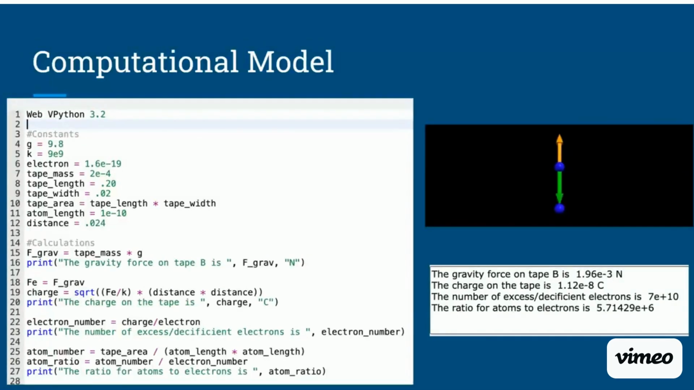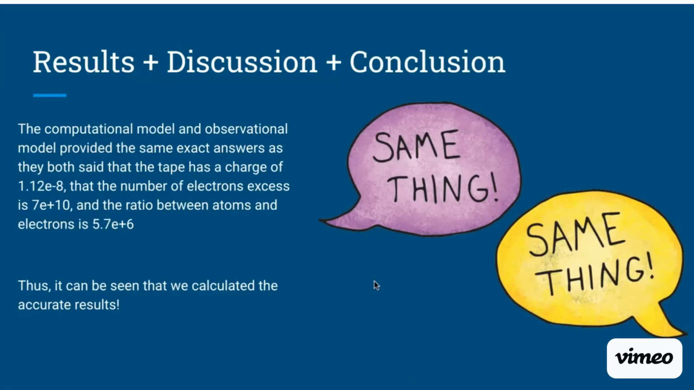Moving on to the computational model, we first put in the known constants like the gravitational acceleration, tape distance, tape length, tape width, and much more. Then we calculate the gravitational force, then solve for the charge of the tape. Then the computational model solves for the number of electrons in the top tape and finds the ratio between the atoms and electrons. And as we can see from the printed results, the computational model finds the same answers as us.